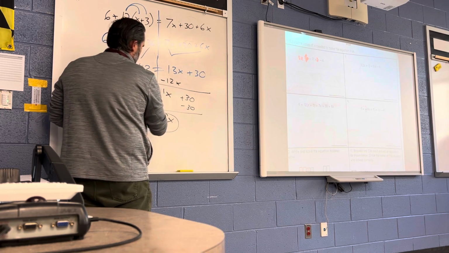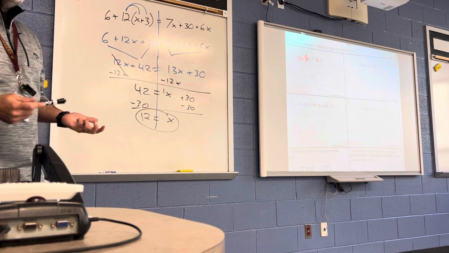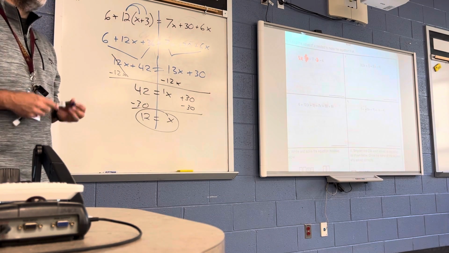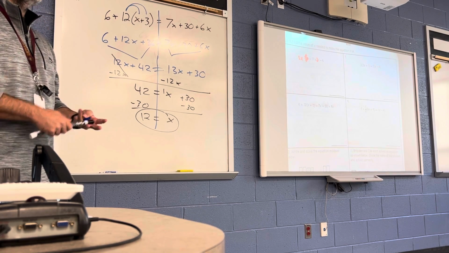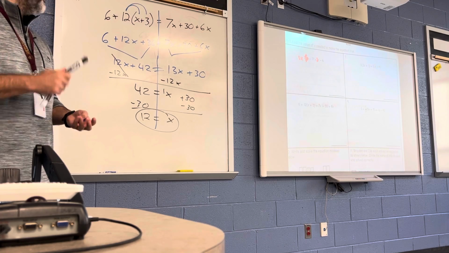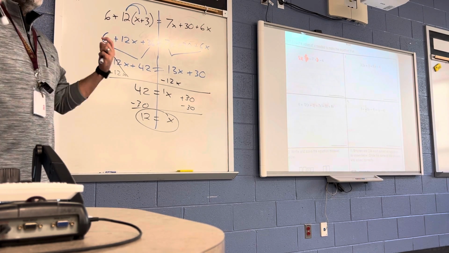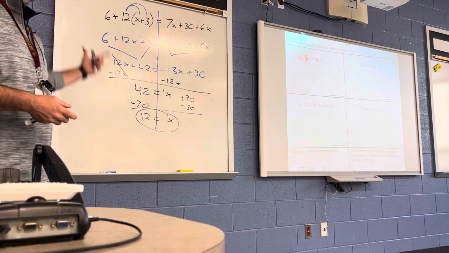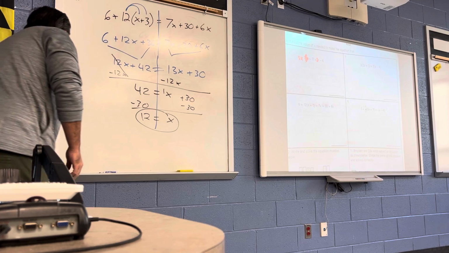Okay. Not too bad, right? Yeah, it had a lot of stuff in it. It had distributive property, combining like terms, variables on both sides, two-step equations, and then a one-step equation. It had everything. But still, we knew how to do everything. You just had to do it in the right order. Okay. Last problem.